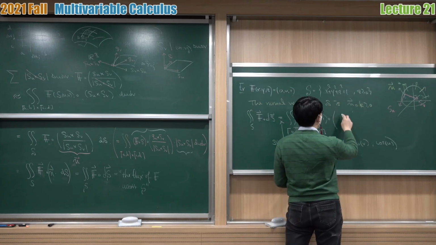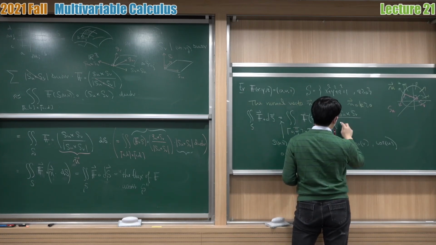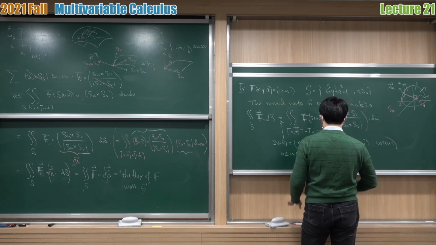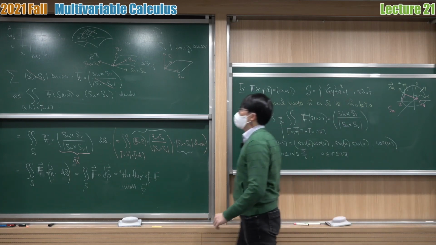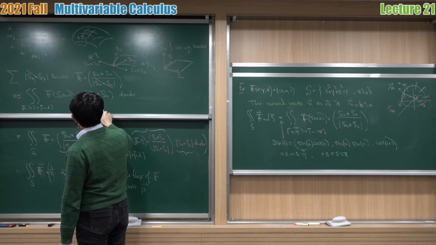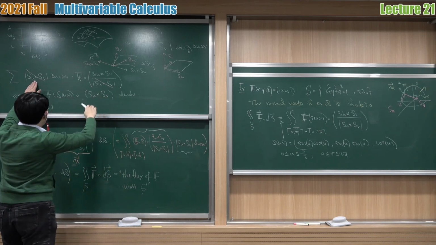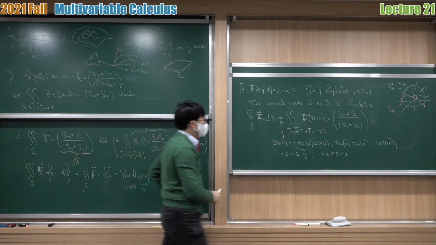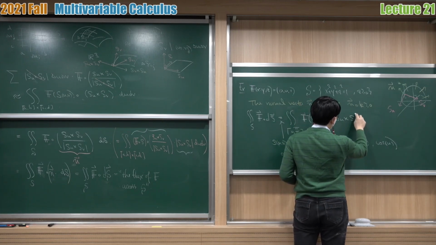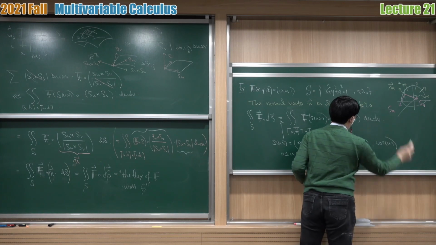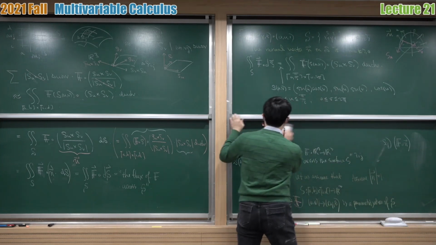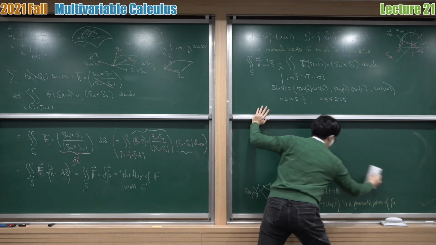So SU cross SV divided by its norm, and then I have this term, so I already canceled it, so I don't have to normalize. So du dv, okay? Let's find out the computation.